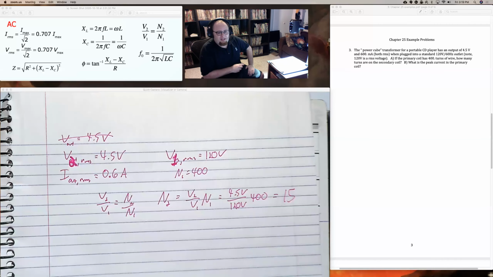Anything with a power block like that, it's just a transformer. Okay. All right. Also, just a quick question.